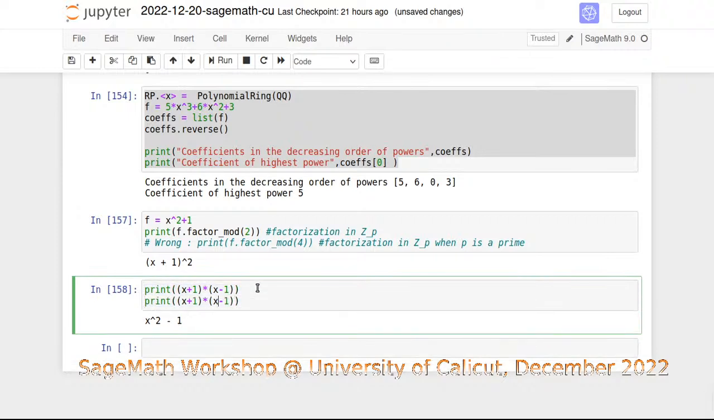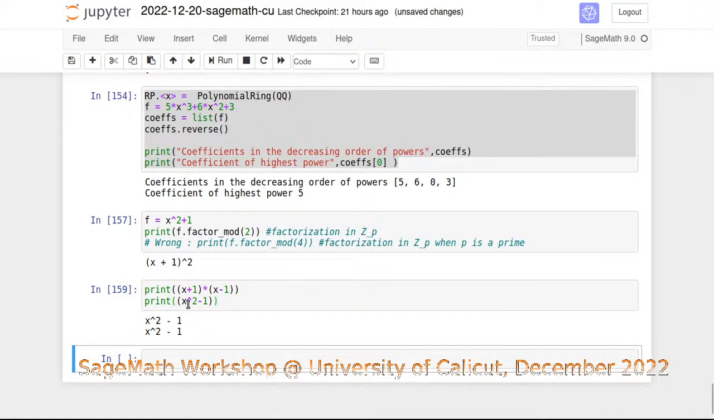Now, if you want to factorize x square minus 1, you need to be really careful because you need to define the polynomial ring. After that only you should try to do all these things. This is the problem because Sage is assuming that since you have not defined any polynomial ring, you are doing this over ZZ. What is the factorization of x square minus 1, x plus 1 into x minus 1. So Sage will assume that you are trying to do it in ZZ.